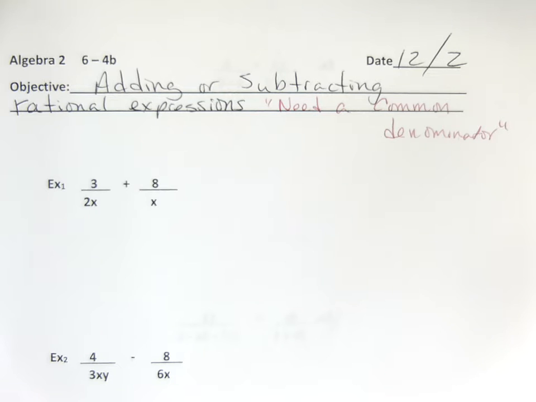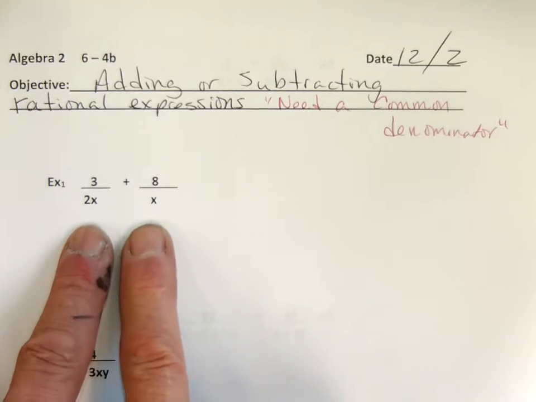The first two are going to be, I'm hoping, pretty easy. I like to use colors. I'll use red to put down my denominators. You'll see why. So let's take a look at example 1.